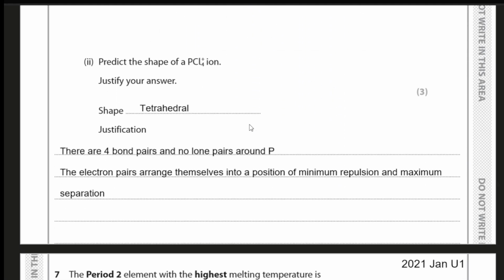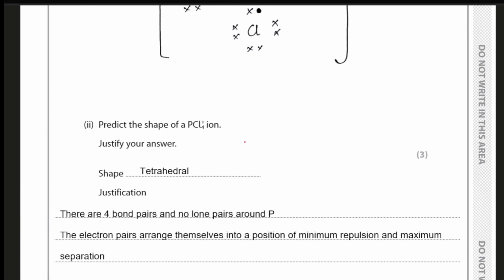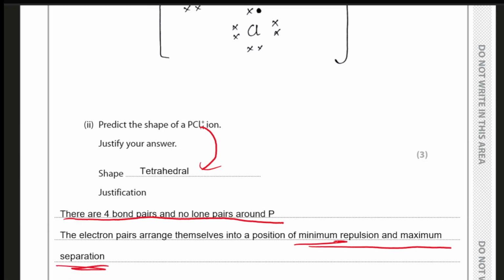Now, if I talk about the shape of the PCl4 plus, since there are four chlorine atoms, obviously it will be a tetrahedral shape, just like a diamond shape. And the justification is that since there are 4 bond pairs and no lone pairs around P, the electron pairs are going to arrange themselves into a position of minimum repulsion, maximum separation. This is very important to write in this type of question where they ask you for justification. And this basically comes from the VSEPR theory, which is the valence shell electron pair repulsion theory.